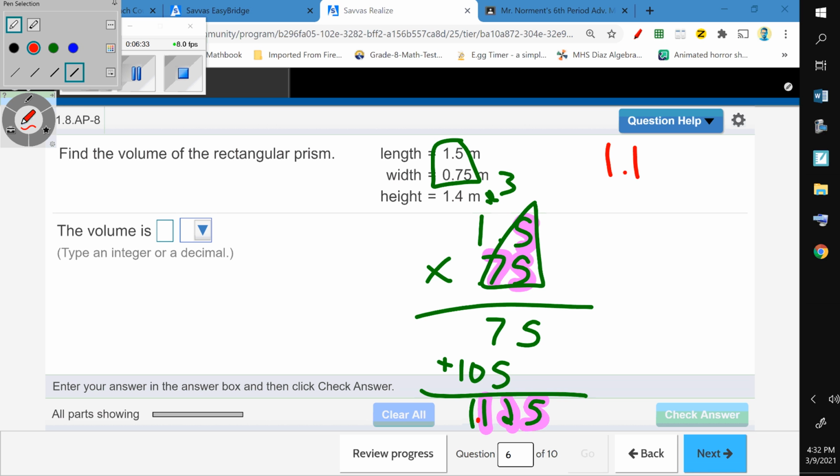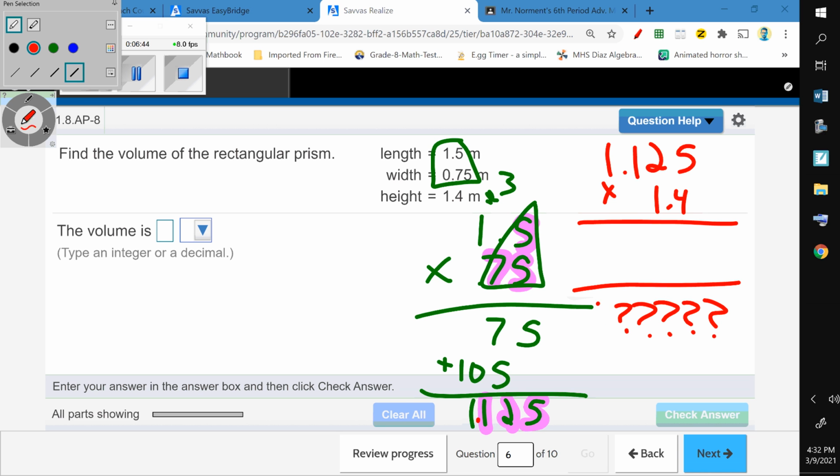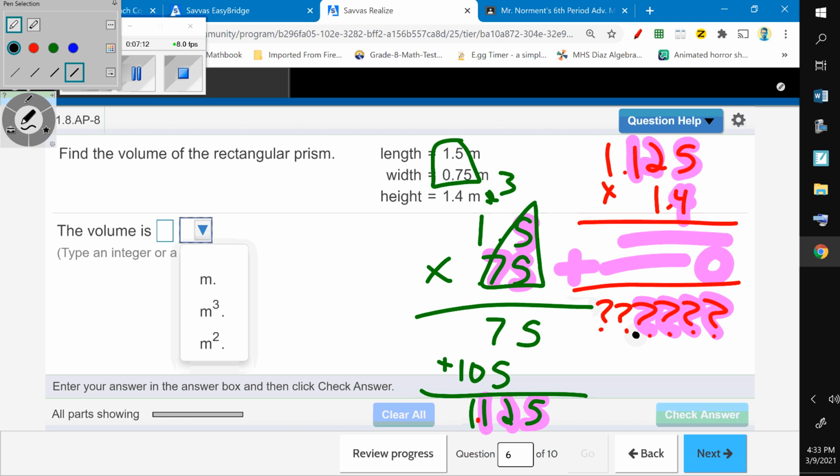So you're going to take 1.125 times 1.4. And whatever answer you get, I have no idea how many digits there are going to be. But whatever answer you get, look at this. 1, 2, 3, 4. After you add 1, 2, 3, 4, your decimal is going to go right there, okay? So good luck finishing that on your own. And it's going to be meters to the third power.